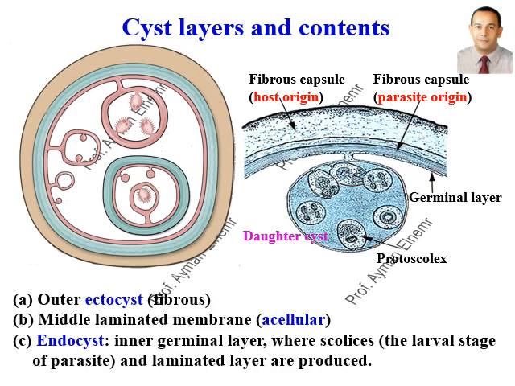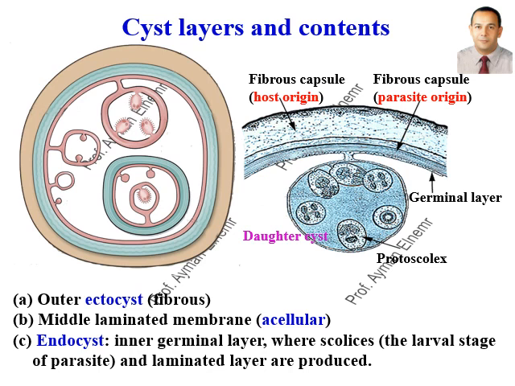The middle layer, or the laminated membrane, or the chitinous layer, is a protective layer of concentric laminae acting as a barrier to prevent injurious substances such as bile from reaching the cyst cavity.